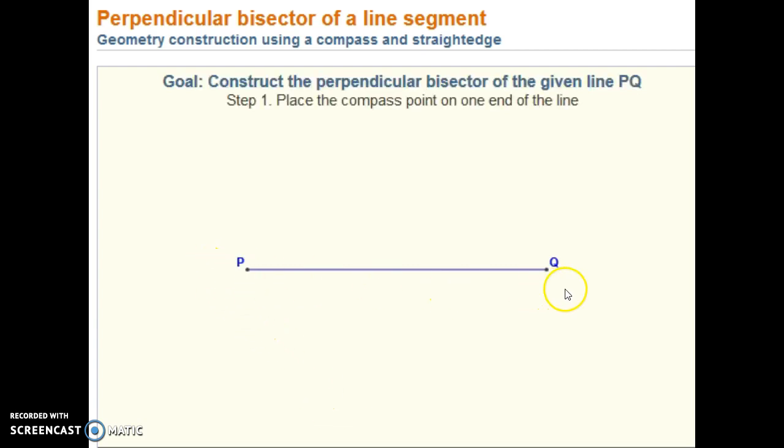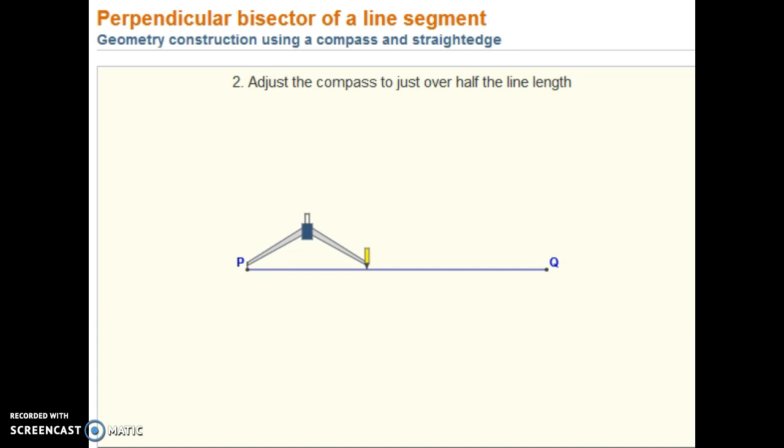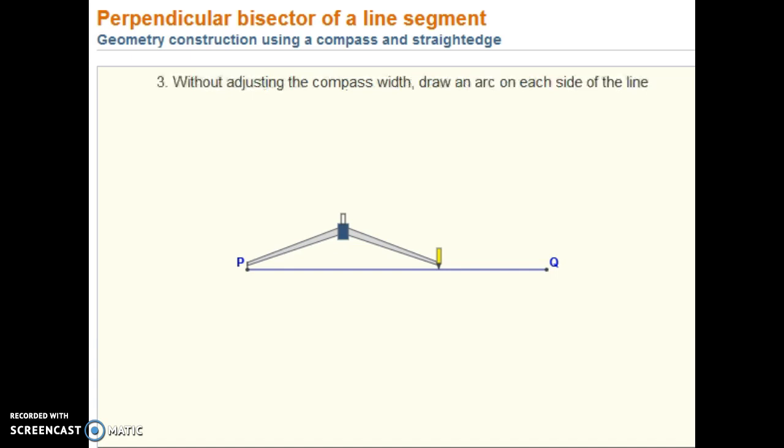Alright, so first you have a line segment. You want to place the compass on one of the endpoints. Doesn't matter which endpoint. And then this is really important. You want to adjust the compass to over half the length. So make sure your compass is more than halfway. Then you're going to draw an arc above and below.